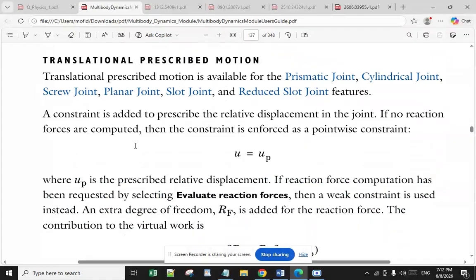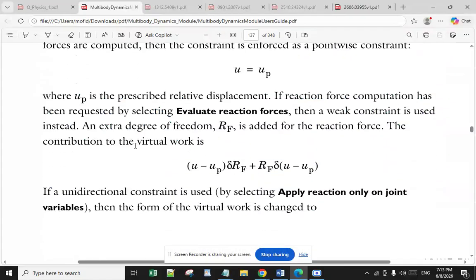Translational prescribed motion is available for the prismatic joint, cylindrical joint, screw joint, planar joint, slot joint, and reduced slot joint features. A constraint is added to prescribe the relative displacement in the joint. If no reaction forces are computed, then the constraint is enforced as a pointwise constraint. U is equal to UAP, where UAP is the prescribed relative displacement.